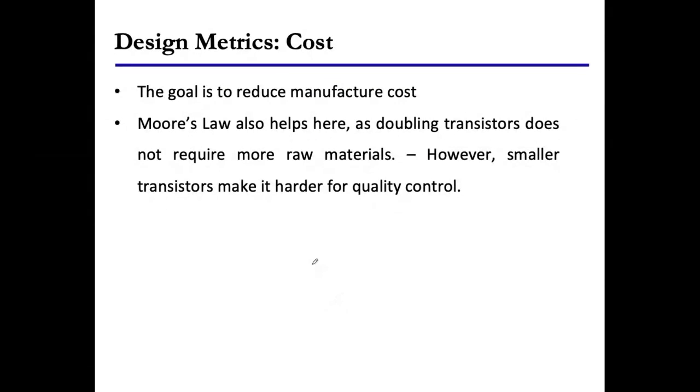And then another design metric is cost. It must reduce the cost. So the goal is to reduce the manufacturing cost, and following Moore's law also helps here, as doubling the transistors does not require more raw materials. However, smaller transistors make quality control harder.